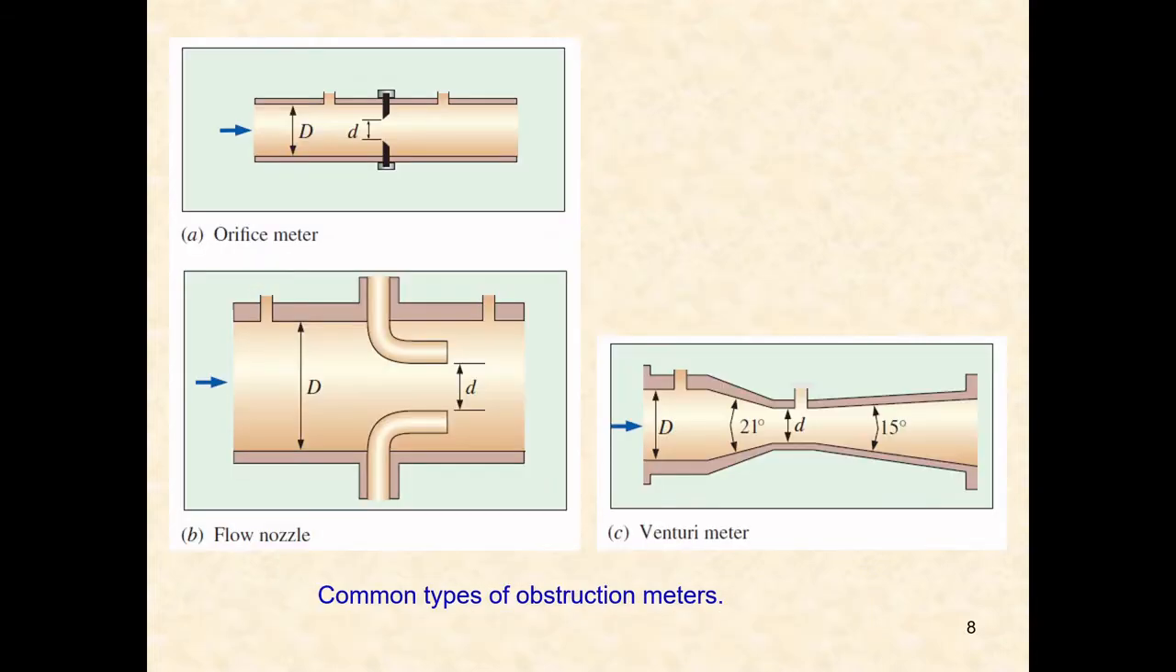As I mentioned to you, here are the common types of obstruction meter. The orifice meter has a sharp constriction, so we have a loss. The flow nozzle doesn't have a sharp edge, and that's why it's called a flow nozzle. And then we have a venturi, with a gradual contraction and gradual expansion.